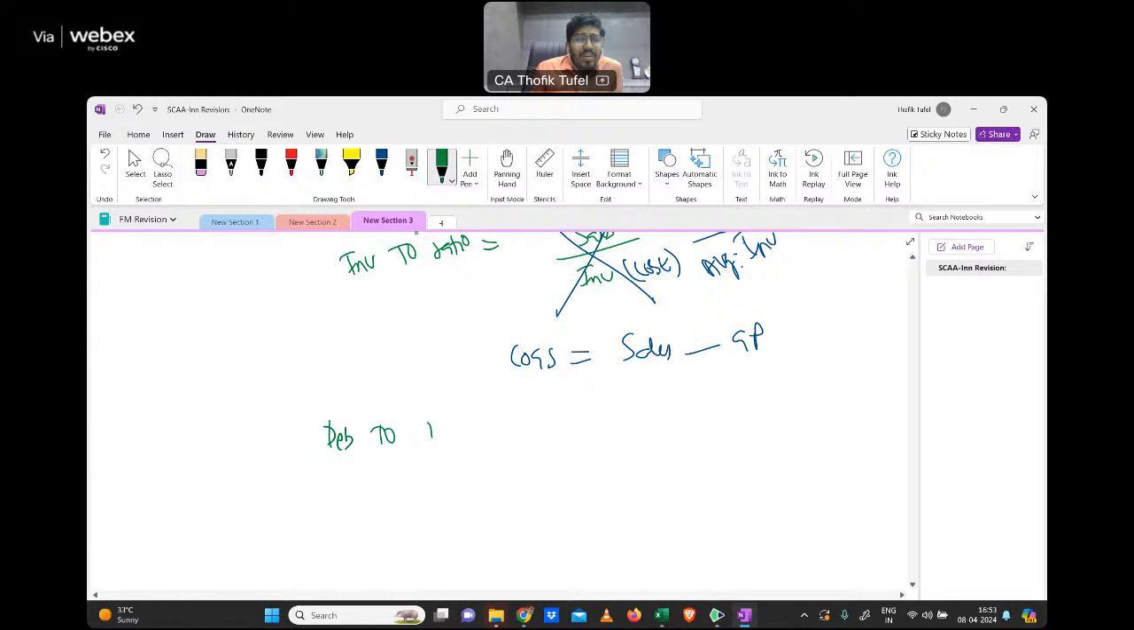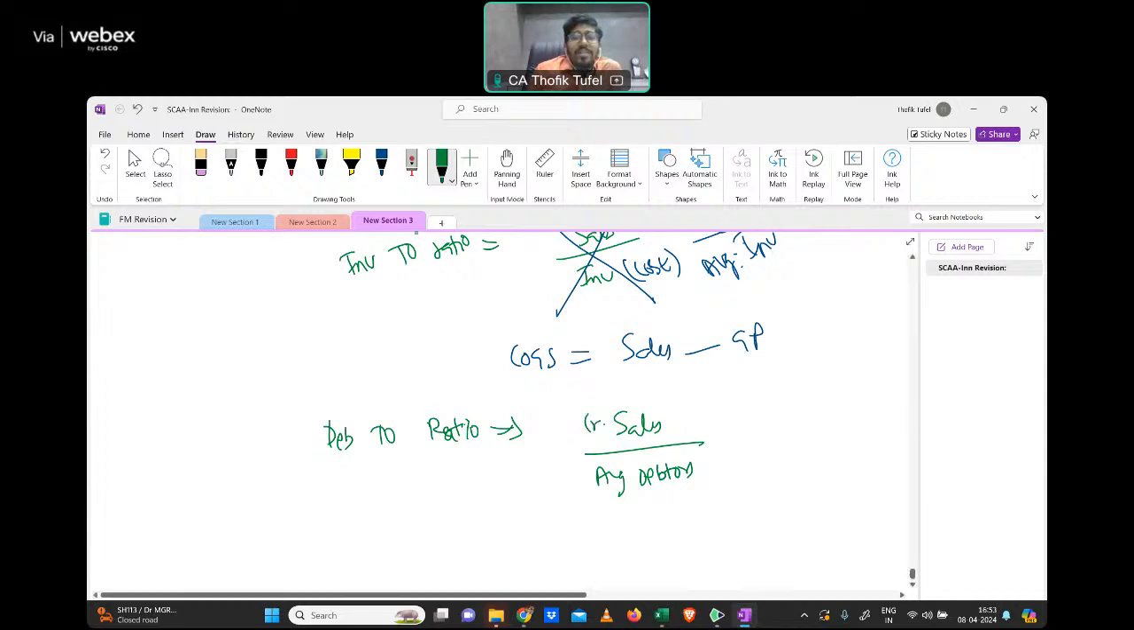Next, the debtor turnover ratio. For every 1 rupee invested in debtors, what is the sales that I'm generating? So sales divided by average debtors. Here we should take sales, not cost, because profit is included in debtors, and so profit is included in sales too. Now, debtors will arise on cash sales or credit sales? Debtors will only arise on credit sales. So credit sales divided by average debtors, because cash sales do not create debtors. So credit sales divided by average debtors is the debtors turnover ratio.